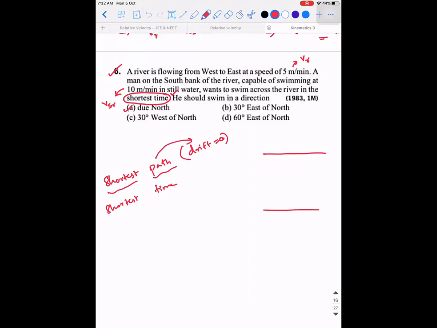What do you mean by drift? Drift means getting carried away. So he will start like this for the shortest path, making an angle theta with the vertical. So drift will be 0. Whereas if they say shortest time, then theta is equal to 0 degrees, where theta is the angle made with whom? Angle made with vertical or horizontal? Vertical.